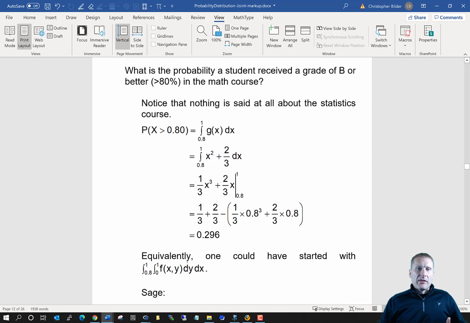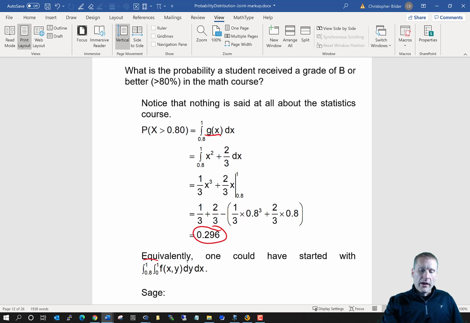Well, let's say that I want to actually use integration now to find that probability that was represented in that previous plot. Suppose I want to find the probability x is actually greater than 80% or 0.8. How would I do that? One way is to simply take your marginal PDF for x, g of x, and integrate from 0.8 to 1. If you do that, you get 0.296.